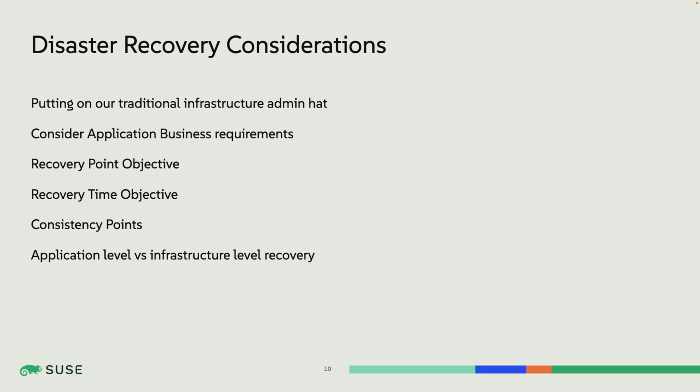And that's not to say that you have to choose one or the other. Oftentimes it's, I'm protecting everything with infrastructure, and then my most important applications are being protected with something that's application level as well.